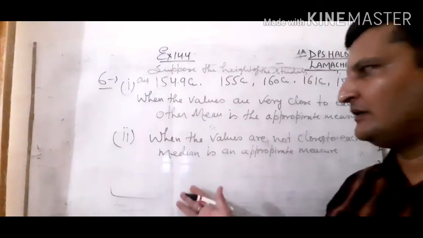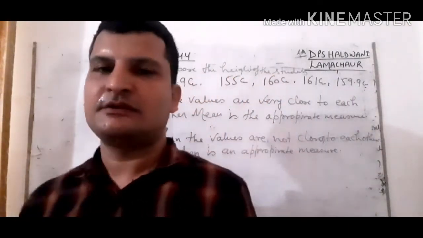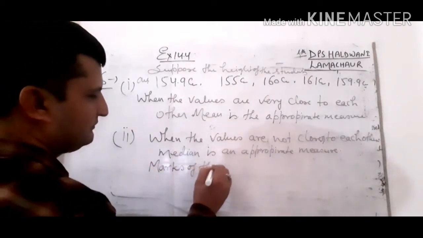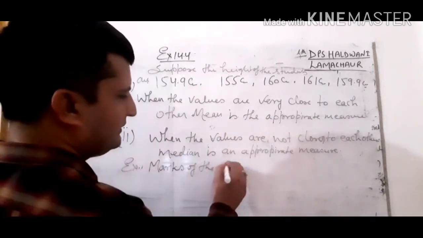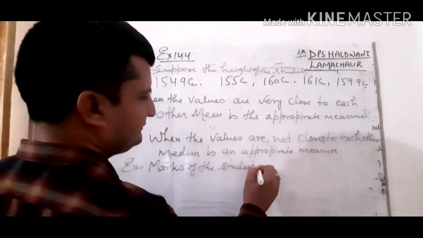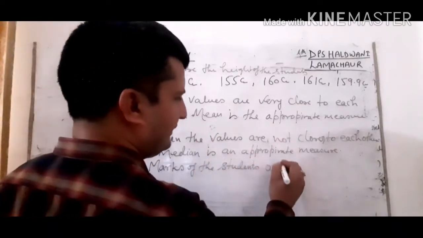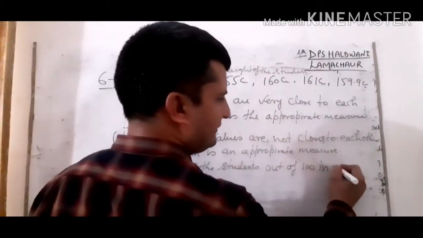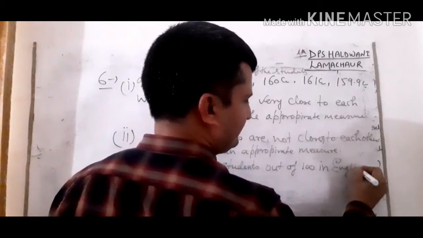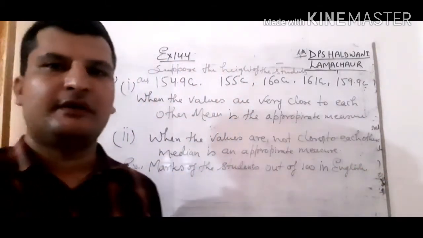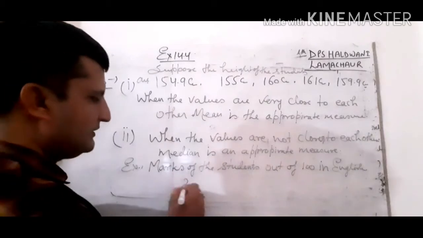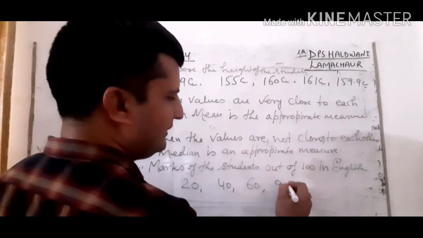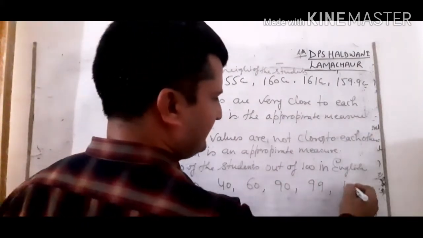So let us take an example. Suppose the marks of students out of 100 in English. Suppose one student gets 20 marks, one gets 40, one gets 60, one gets 90, one gets 99, and one gets 100.